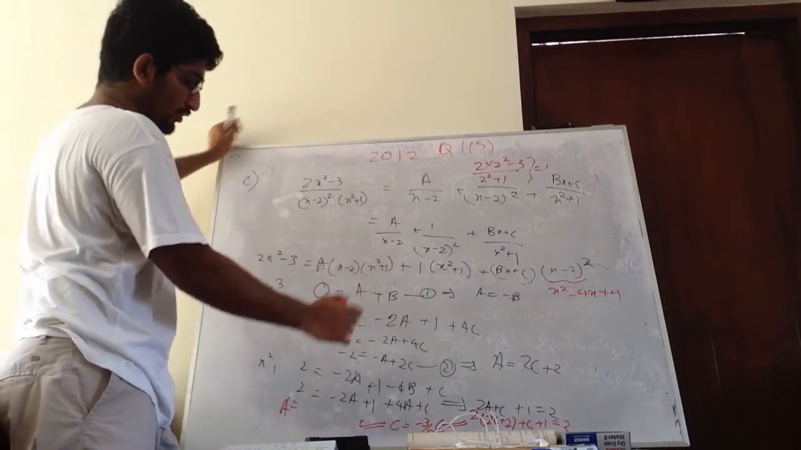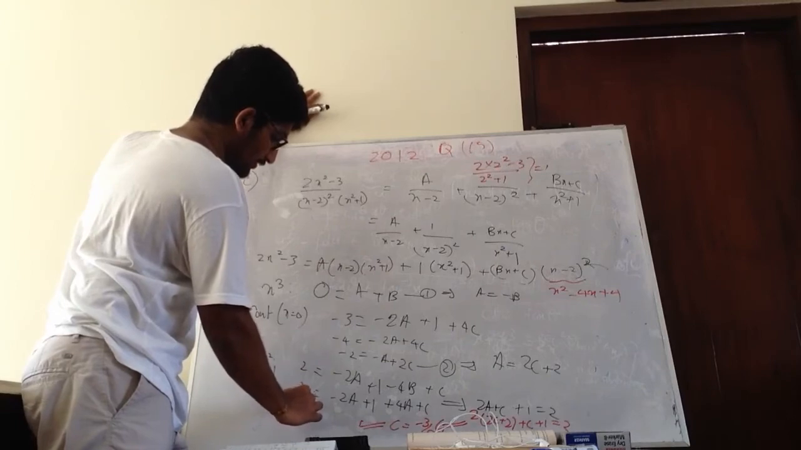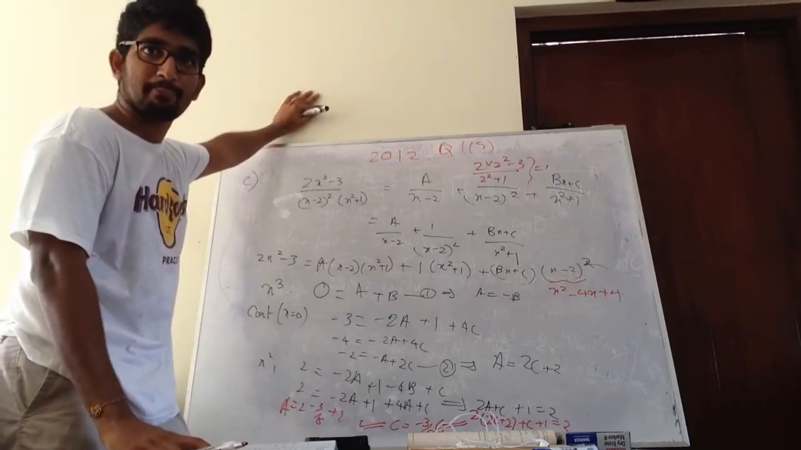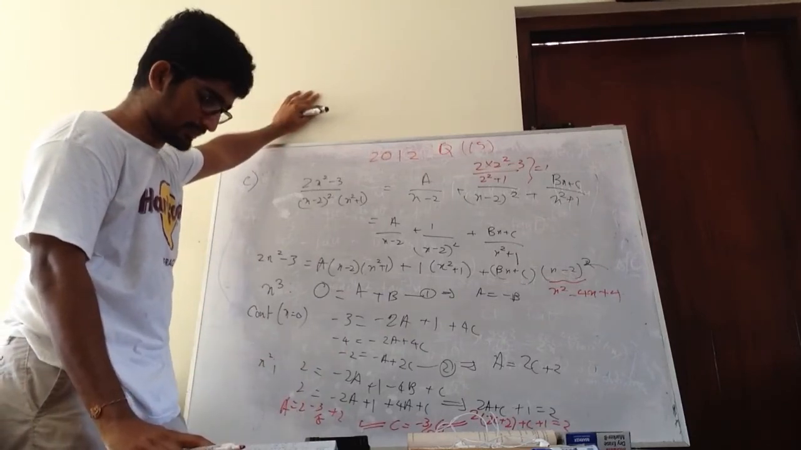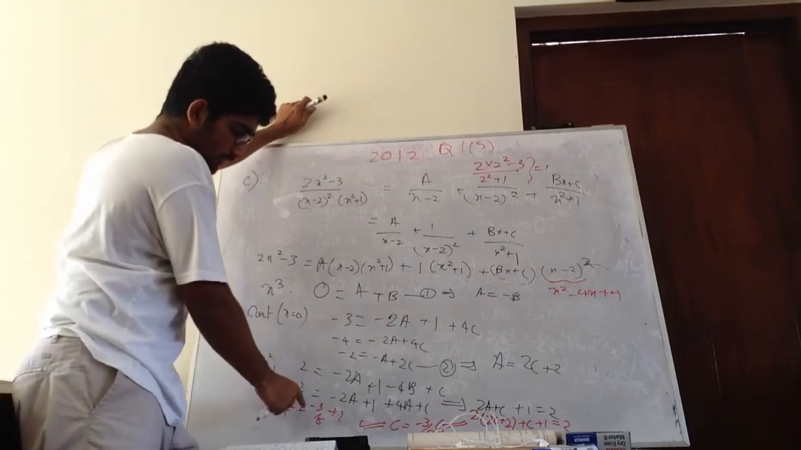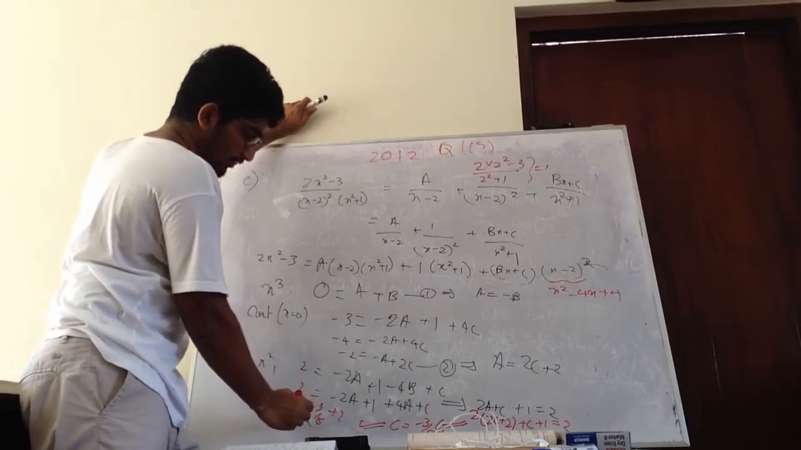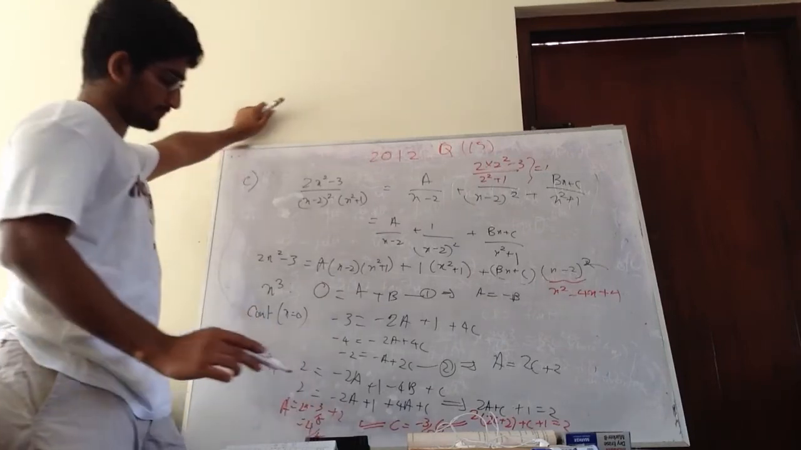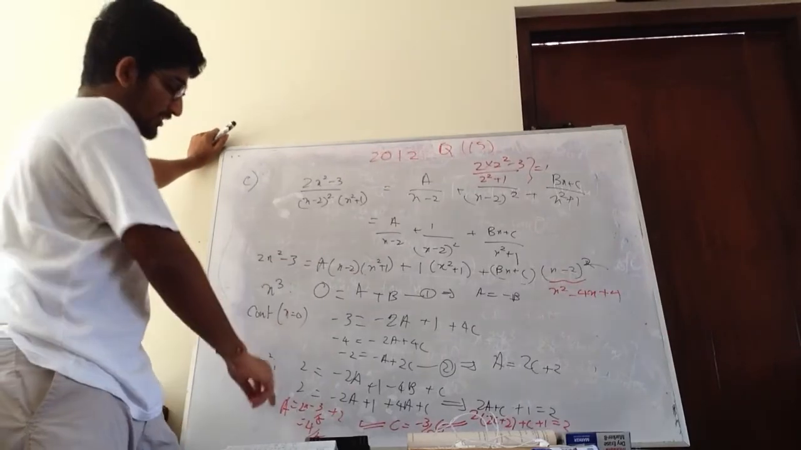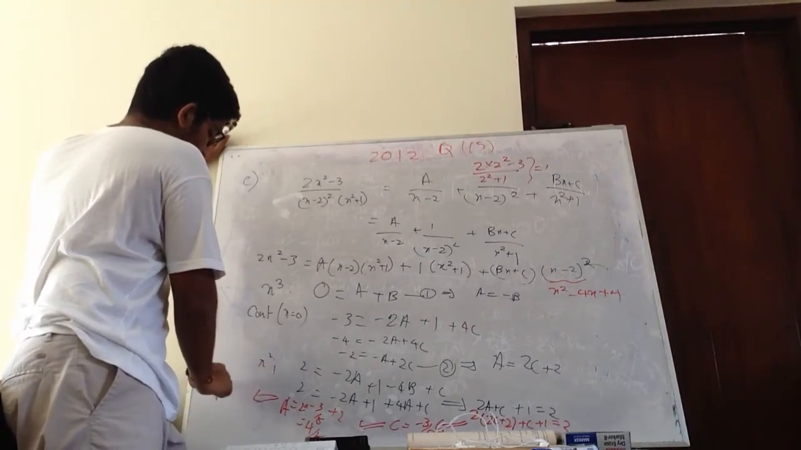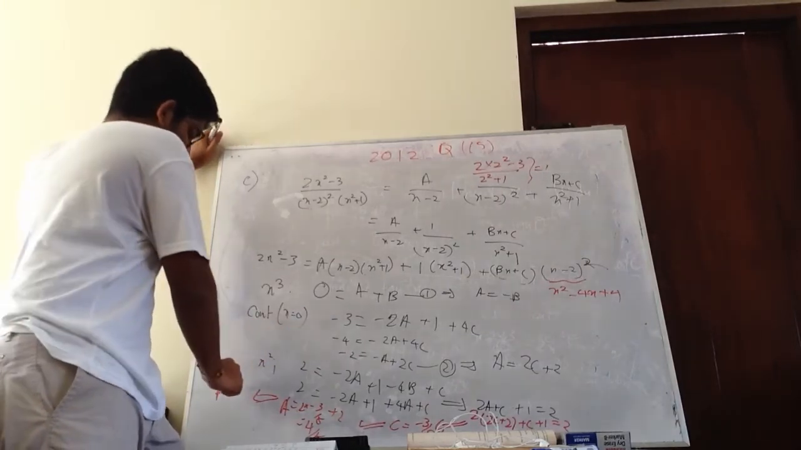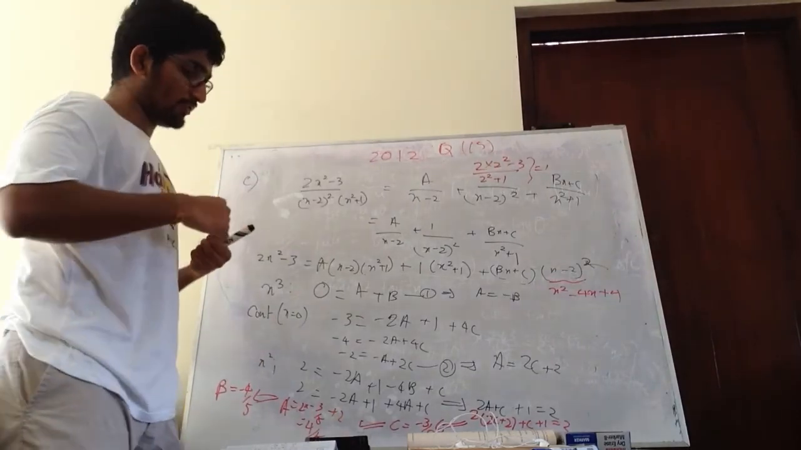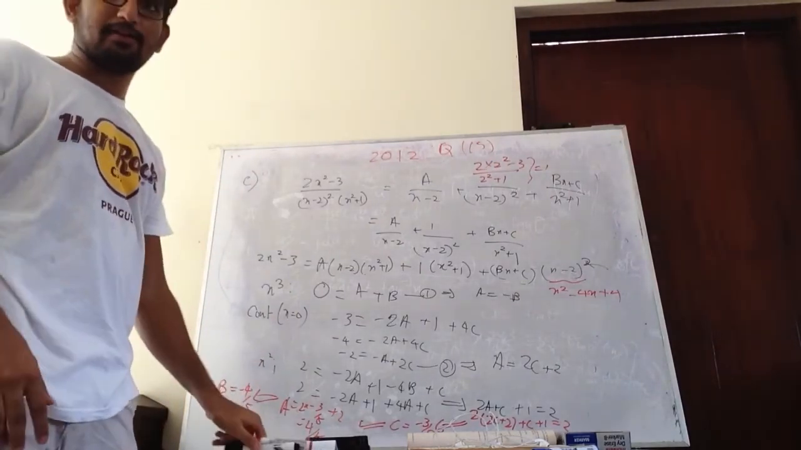a is basically 2c plus 2, no? That means 2 times minus 3/5 plus 2. Correct? So this is going to be minus 6/5 plus 2, that is going to be 4/5. Okay? So because a is 4/5, b is going to be minus 4/5. Right? So basically we have found all the coefficients that we need. Right?